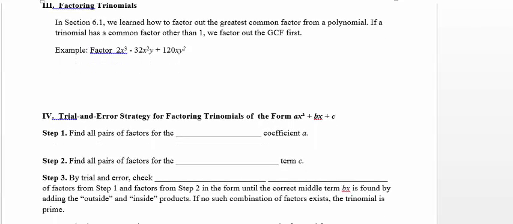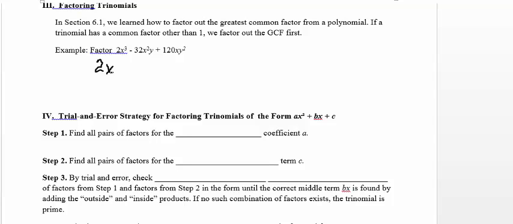All right, let's continue looking at factoring. But remember, one of the things we always want to do first is look to see if there's a GCF we can factor out of every term in the polynomial. So notice 2, 32 and 120 are all divisible by 2. And then every term has an x in it. The lowest power to which x ever appeared is 1. So x to the first power is the variable part of this GCF.